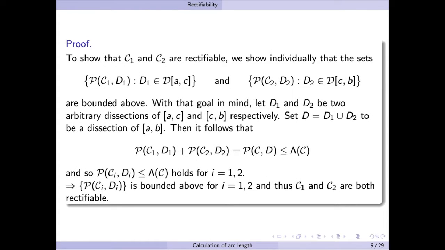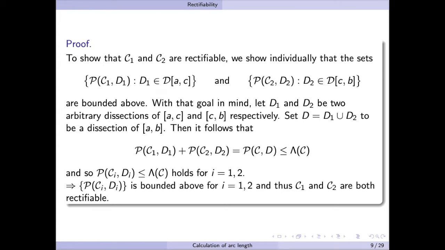To show that C1 and C2 are rectifiable, we show individually that the sets calligraphic P of C1 D1, where D1 ranges through the dissections of AC, and calligraphic P of C2 D2, where D2 ranges through the dissections of CB, are bounded above and hence have supremum in the set R. So with that goal in mind, let D1 and D2 be two arbitrary dissections of AC and CB respectively. We then set D to be equal to the union of D1 and D2. And now D, by the way it is defined, is a dissection of AB.